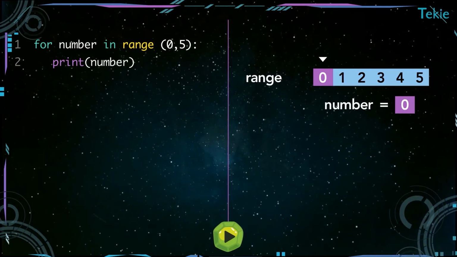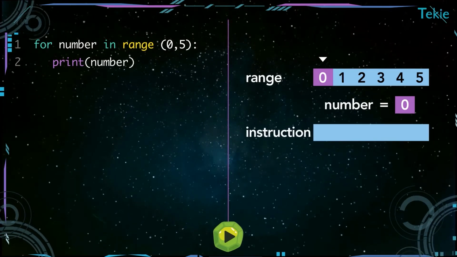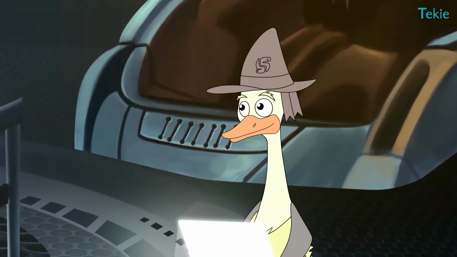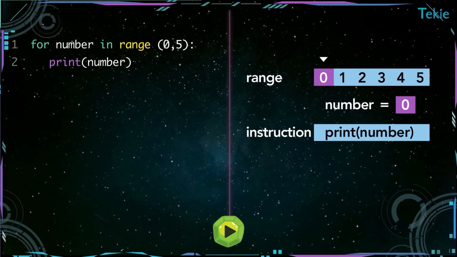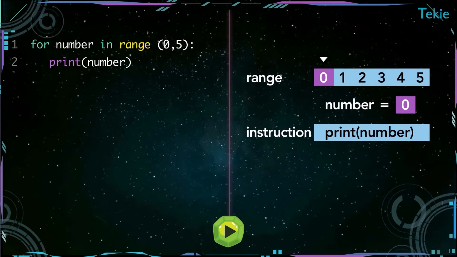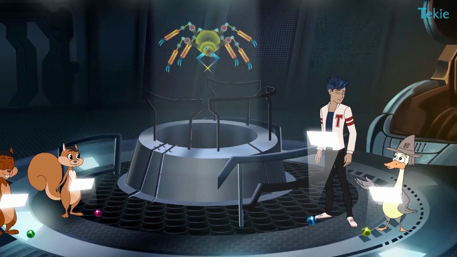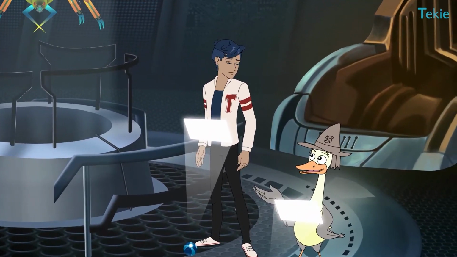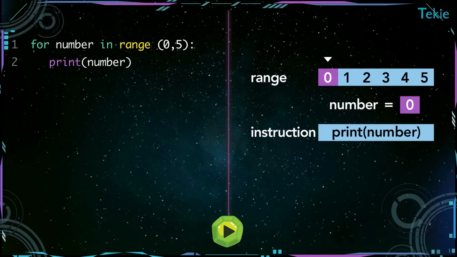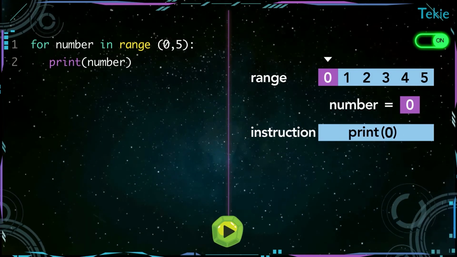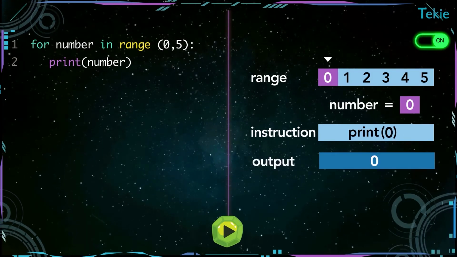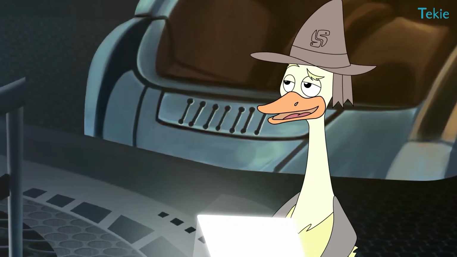Next, Mr. Python moves to the instructions of the loop. So, what's the instruction? A print command which prints the variable number. Correct. So, what will the program display? Since the variable number holds 0, Mr. Python should display 0. My boy.